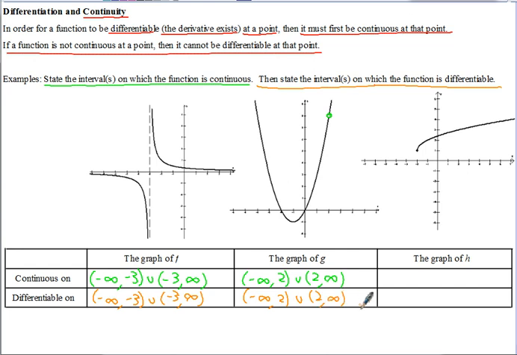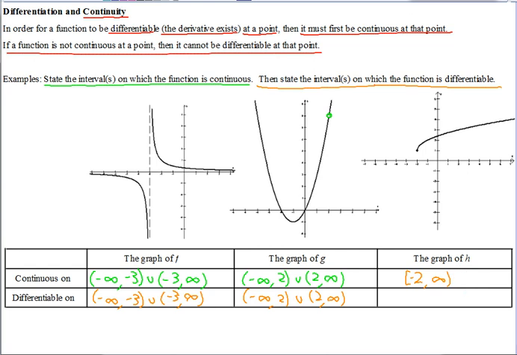So far it's really not that interesting. The intervals on which it's differentiable are exactly the same as where it's continuous. But now let's look at some cases where it can be different. So on this one, you can see it's continuous starting at -2 and with a bracket because it's got closed points, so -2 all the way to infinity.